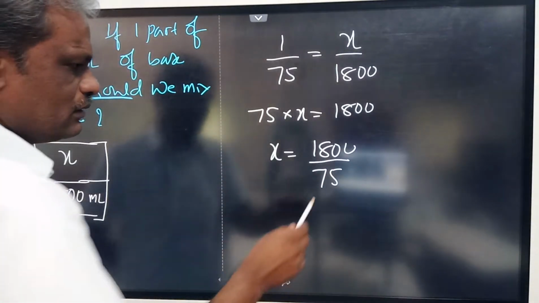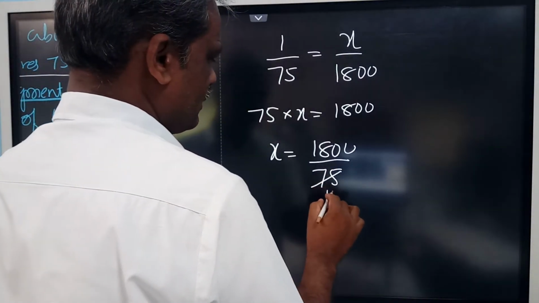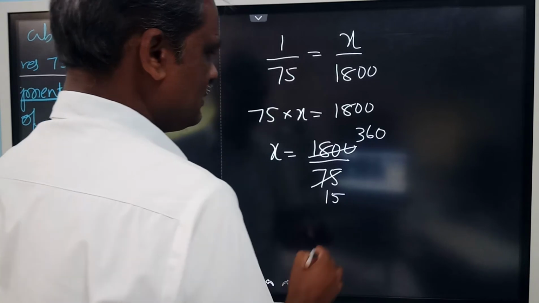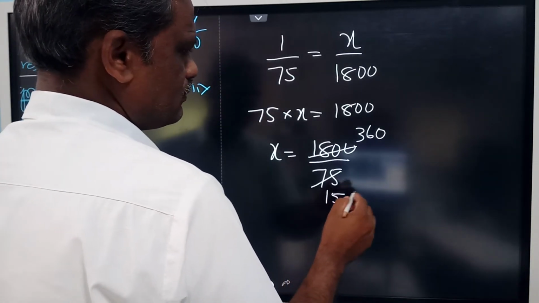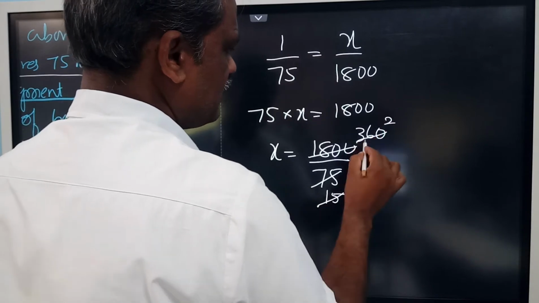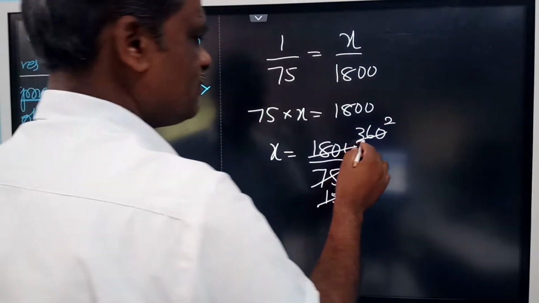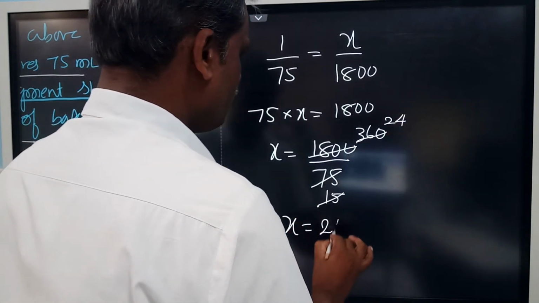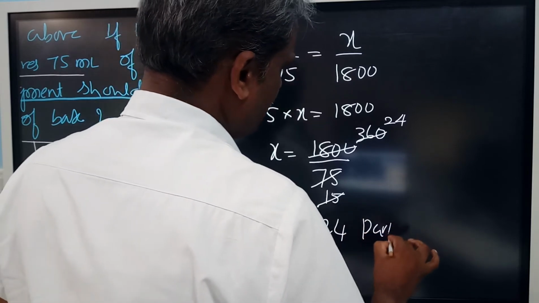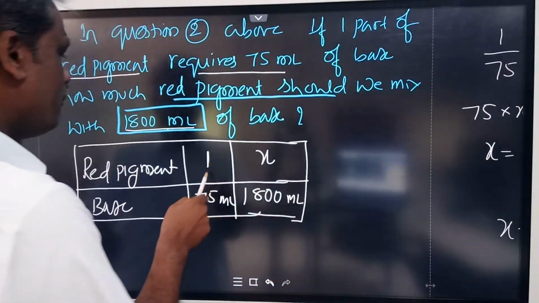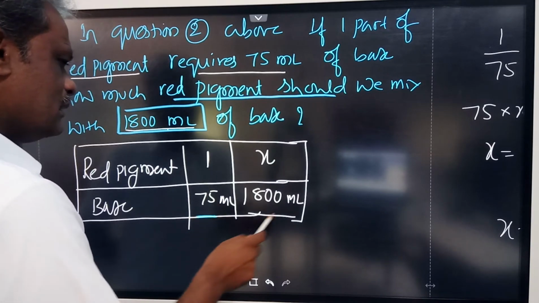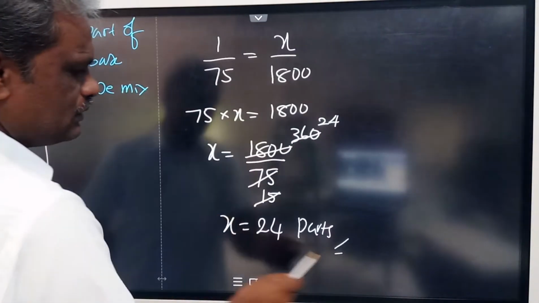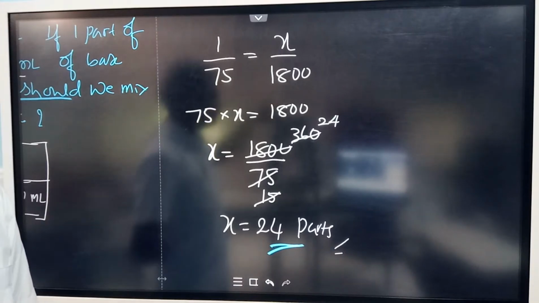So divide this one. 5 ones are 5, 5 threes are 15, 5 sixes are 30, 360. Then again, 15 twos are 30, then 15 fours are 60. So x is equal to 24 parts. 24 parts of red pigment is required here. See, 1 part of red pigment requires 75 ml. Then for 1800 ml of base, the number of parts of red pigment required is equal to 24 parts.